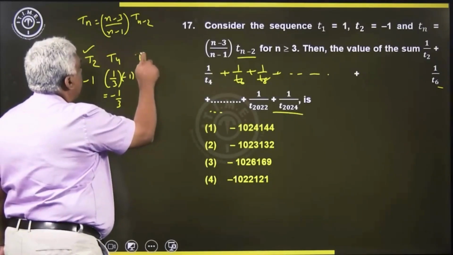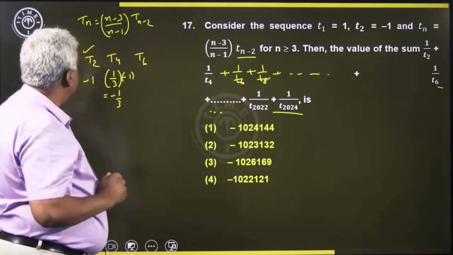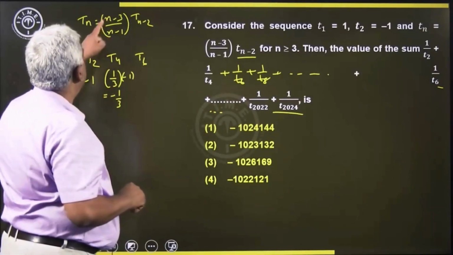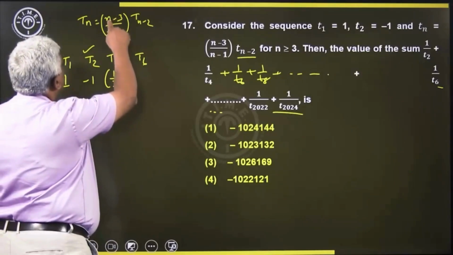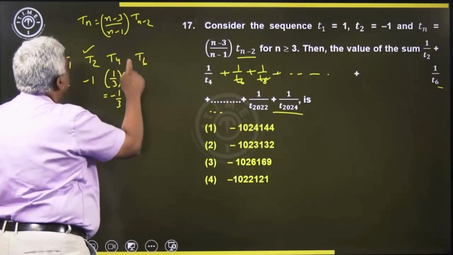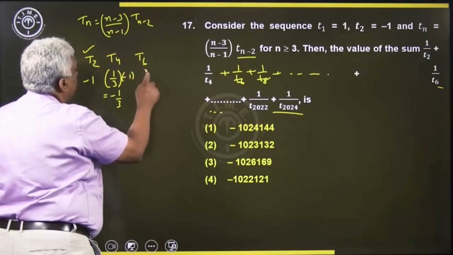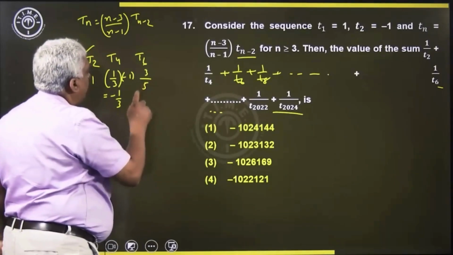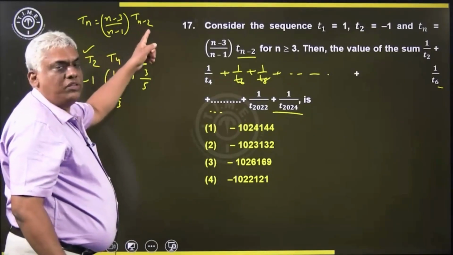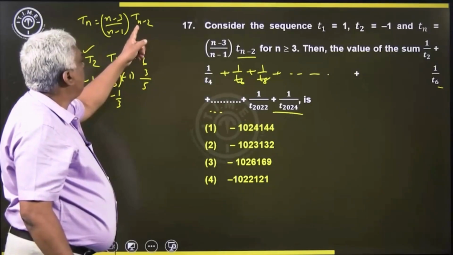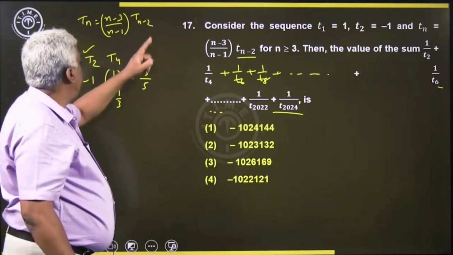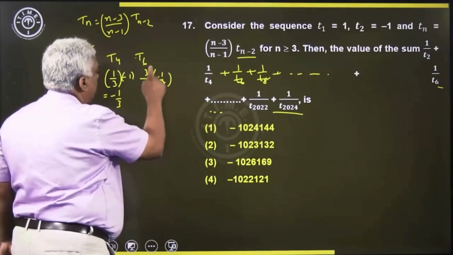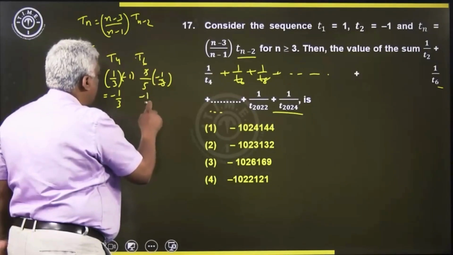Let us find T6. Put 6 here. So, T6 will be 6 minus 3, that is 3, by 6 minus 1, this is 5, into T4, since n is 6 and 6 minus 2 is 4. T4 is minus 1/3, so the 3s get cancelled. So, T6 will be minus 1 by 5.